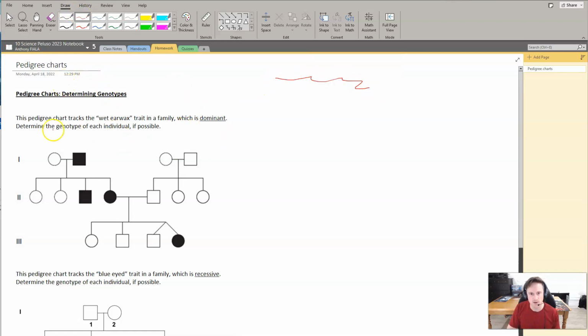Okay, so let's figure out what we're actually doing. So this pedigree chart tracks the wet earwax trait in a family. How beautiful is that? Which is dominant. Determine the genotype of each individual if possible.